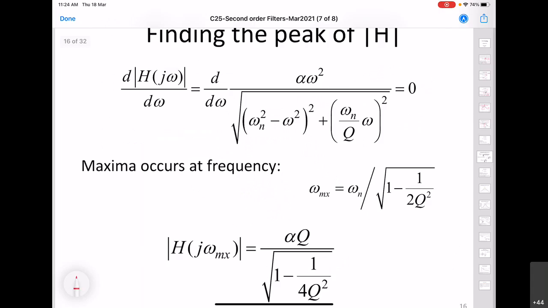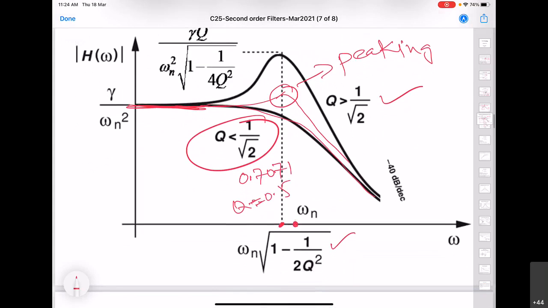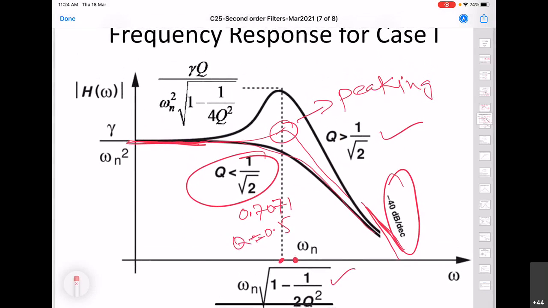Right? And when we go for this region, then here what we will see is decay of minus 40 dB per decade. But in this region, around this omega max or omega n, there will be huge deviation from the Bode plot. And gain at DC is given by this expression, gamma divided by omega n square.